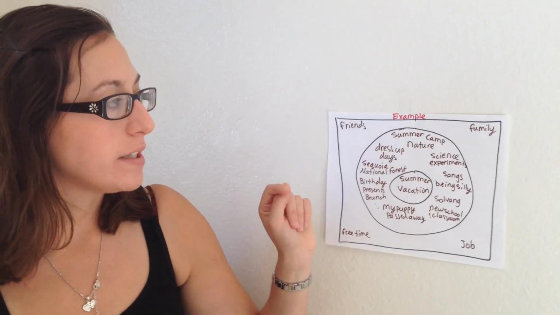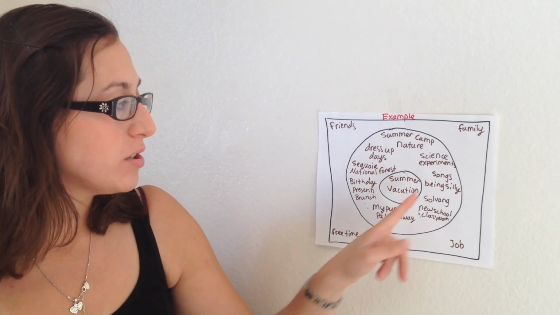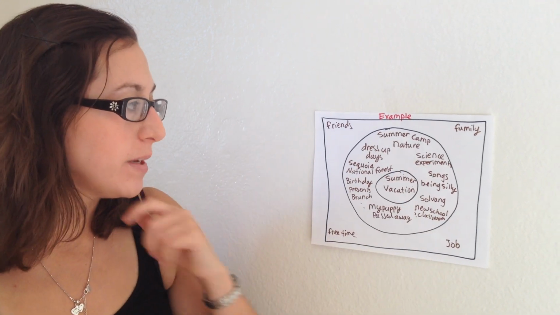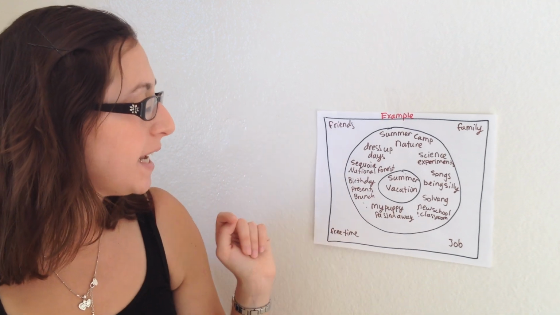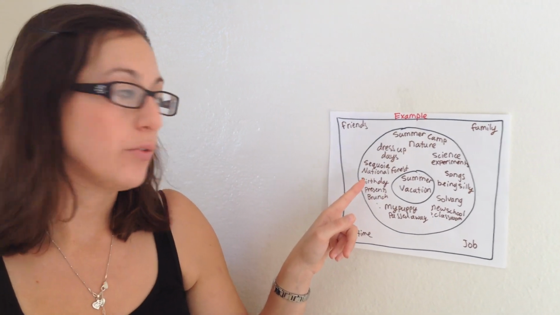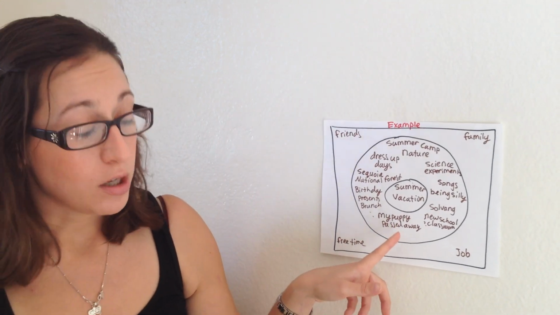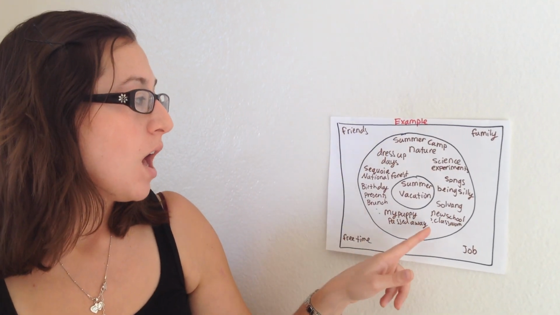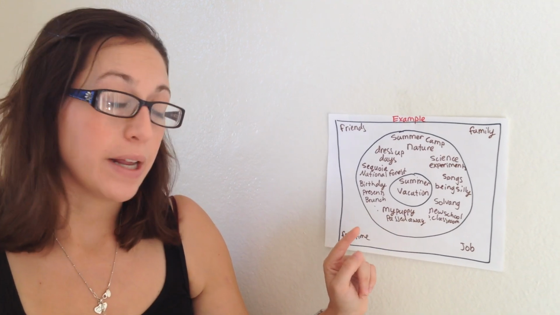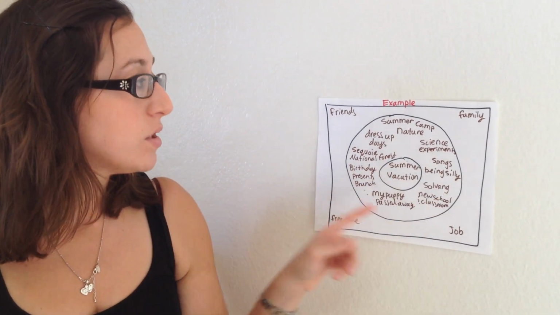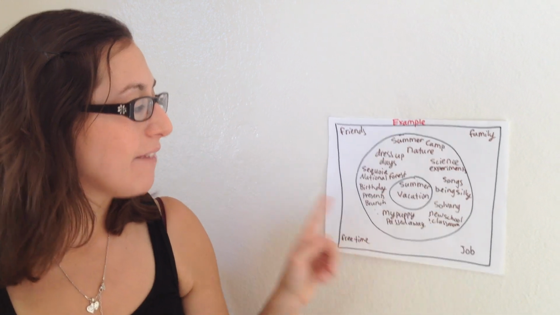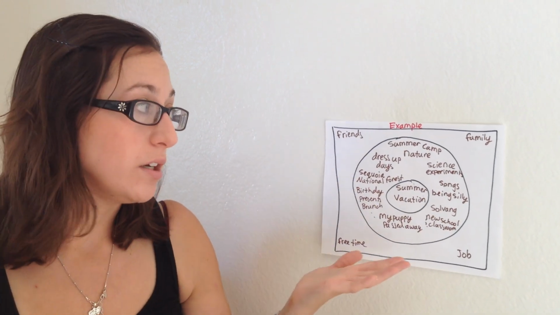So I worked at a summer camp, I was a nature specialist, I did a lot of science experiments, there were songs, dress-up days, I also went to the Sequoia National Forest, it was my birthday over the summer, unfortunately my dog passed away, so I put that in there. I also started a new school and got my classroom ready for the new year, and so on and so forth. And on the outside, I have all the things that influenced what I did over the summer.